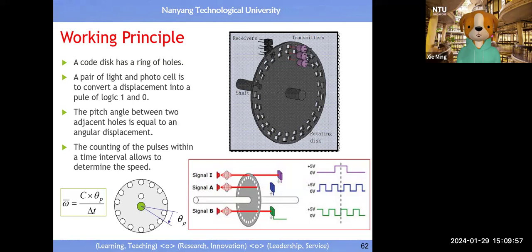So it's quite straightforward, right? So average angular velocity: you just need to count the number of pulses, C times theta p, divided by the duration. Now you set the timer as an observation window theta t, done already. So the mathematics is inside there. The physical hardware is there, right? So this slide, as long as you understand how it works, this slide is good enough for me.